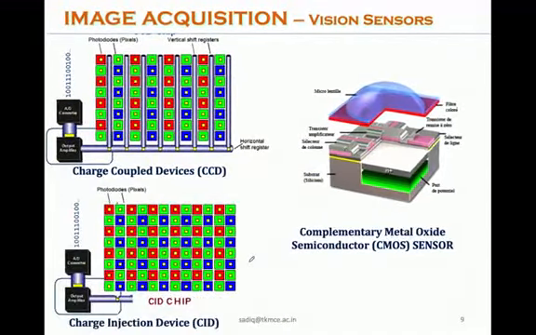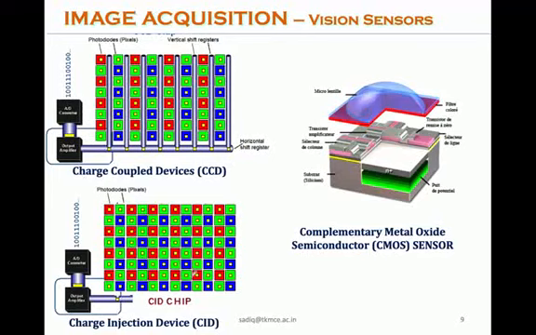Now let us see one by one. Image acquisition is done by vision sensors. There are many kinds of vision sensors. Here we are seeing that the sensor examples are charge coupled devices, also called CCD sensors, where the light falling on the sensor will be converted to a digital image and stored in the buffer memory.